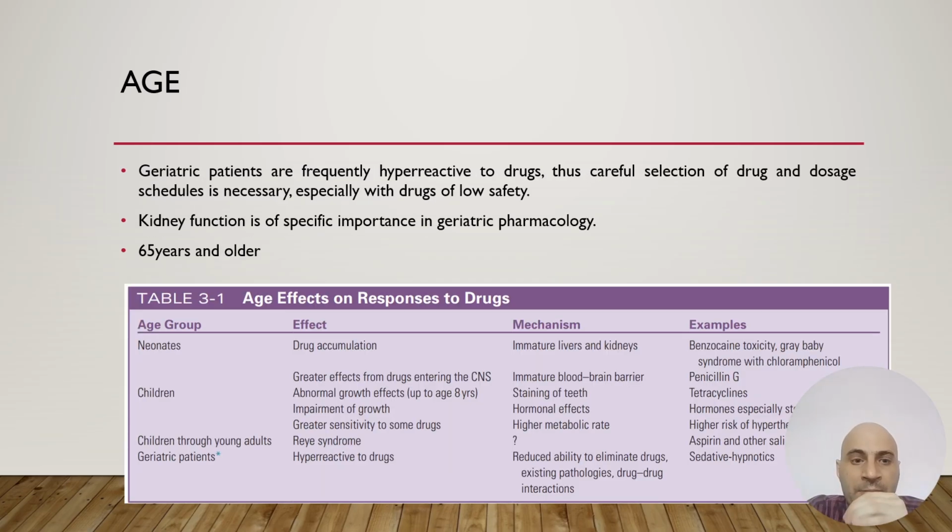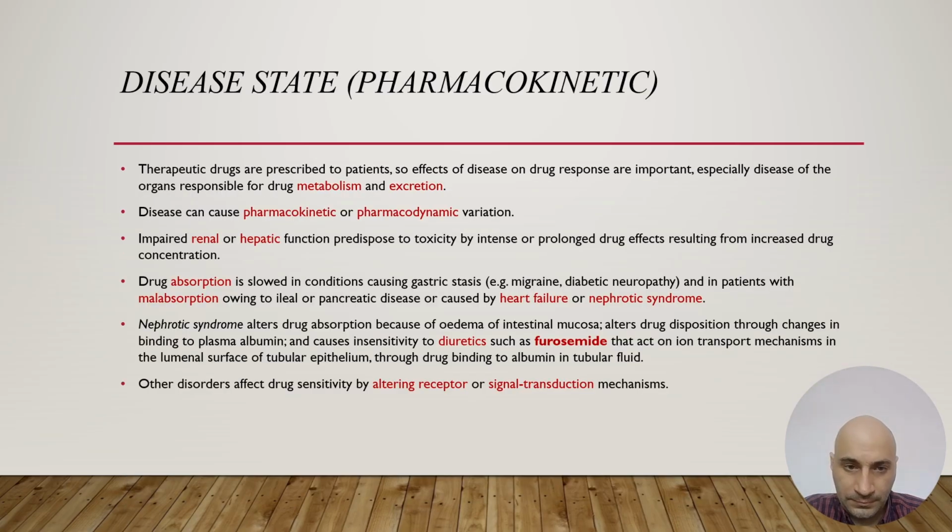On the other side of the spectrum, we have geriatric medicine, treatment of the elderly. They are hyperreactive to drugs because of lower kidney function at older age. Generally, older age is considered after 65 years old. So the dosing schedule needs to be adjusted towards lower doses.